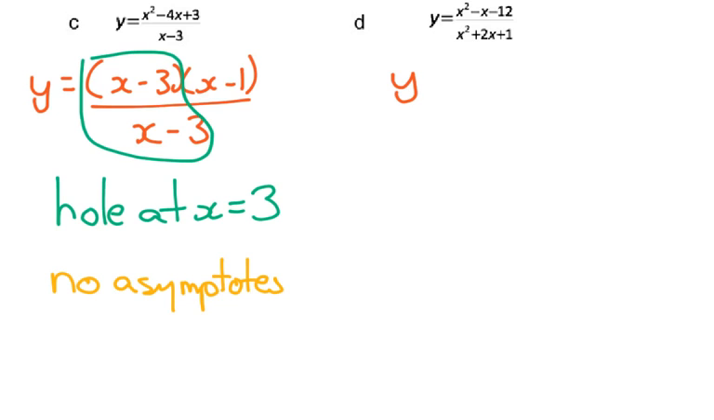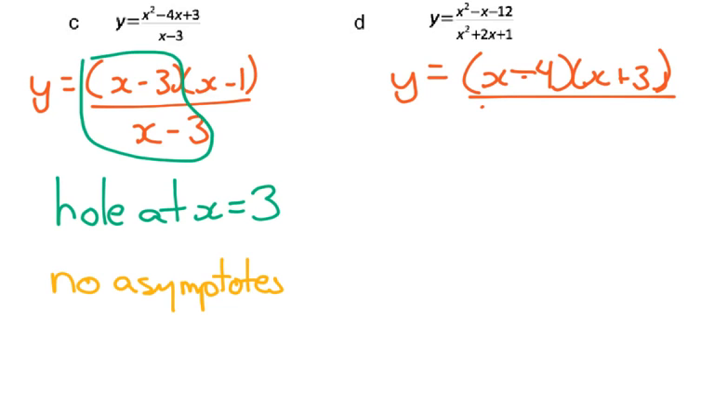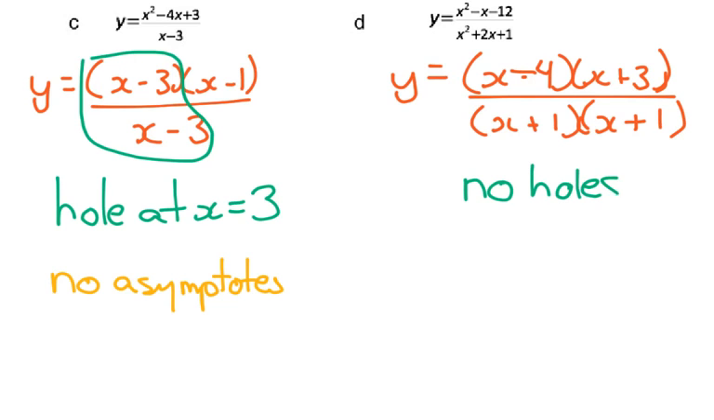D, again, we'll factor. On top, x minus 4, x plus 3. Bottom, x plus 1 and x plus 1. We don't actually have any factors identical top and bottom, so this function will have no holes.